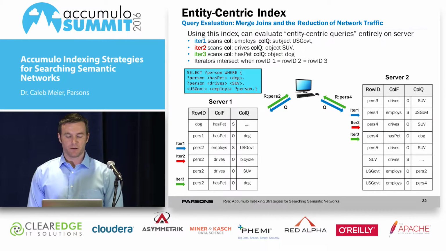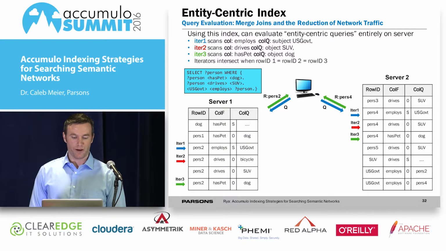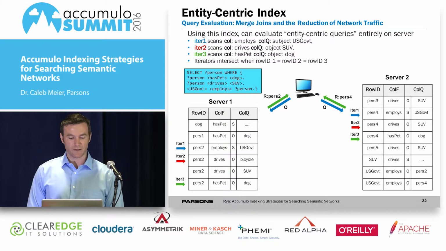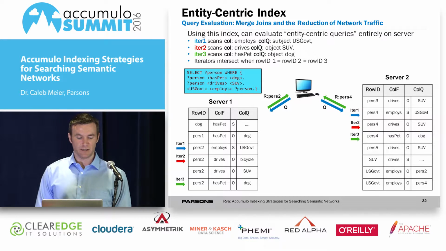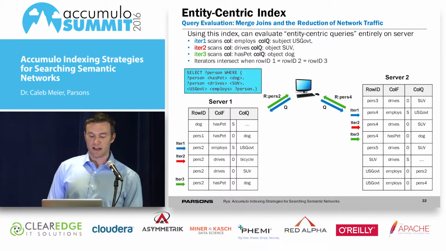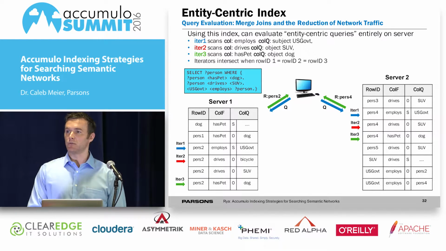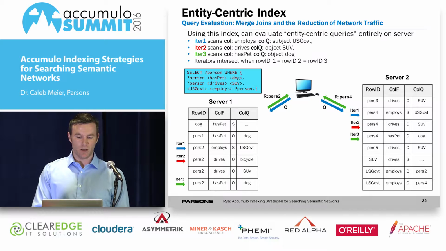So just to complete the parallel example with what we did with documents, now we have an intersecting iterator within our entity-centric index. Our first iterator scans for the column employees with column qualifier subject U.S. government. The second iterator scans for drives with column qualifier object SUV, and the third iterator scans has pet with column qualifier object dog. And we have an intersection when the row IDs are all equal. So we can see on server 1 we pass back person 2, and on server 2 we pass back person 4.